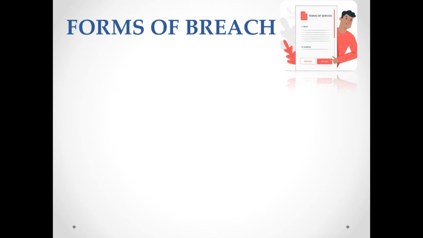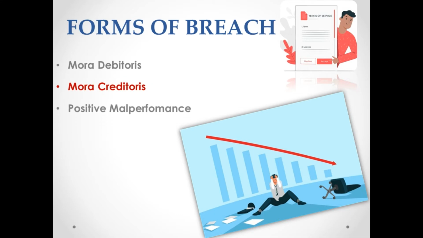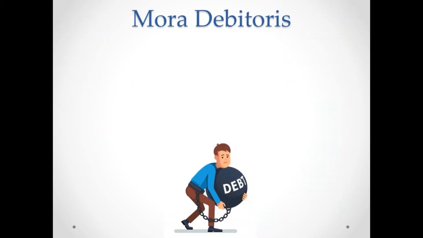Let us look at the forms of breach we have in the law of contract. We have Mora Debitoris, Mora Creditoris, Positive Malperformance, and Repudiation. I'm going to discuss with you each and every form of breach of contract we have just listed. First of all, we are going to look at Mora Debitoris.